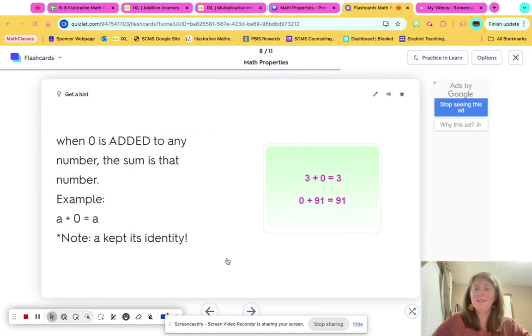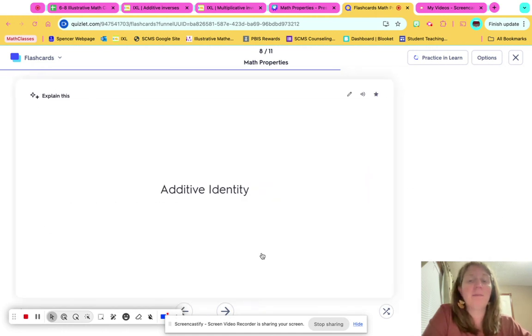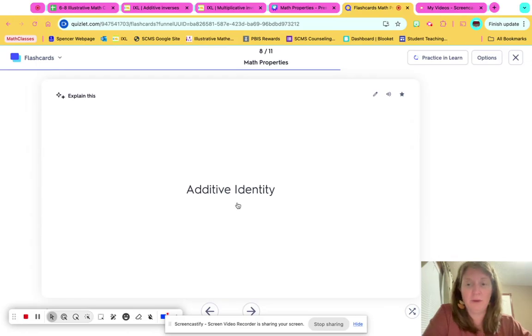Next one, when 0 is added to any number, the sum is that number. Example, A plus 0 equals A. It must keep its identity. 3 plus 0 is 3. 0 plus 91 is 91. What property is this? This one is the identity property of addition. I should write that on there. Write that down. Identity property of, or actually additive identity. Additive identity is on there. Or identity property of addition. Ooh, I get myself confused here.